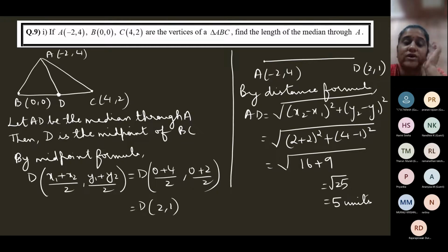So you must first find the coordinates of D by using the midpoint formula, and then find the length of the median AD using the distance formula.